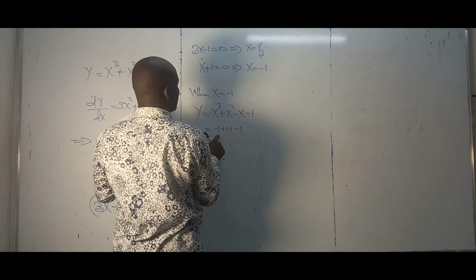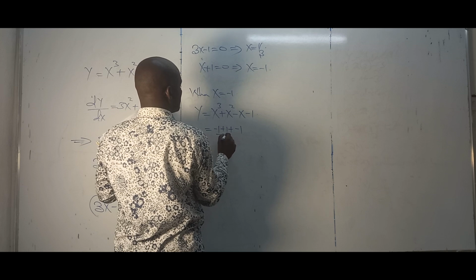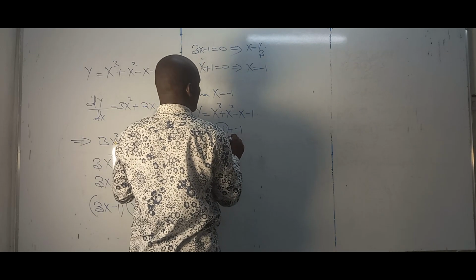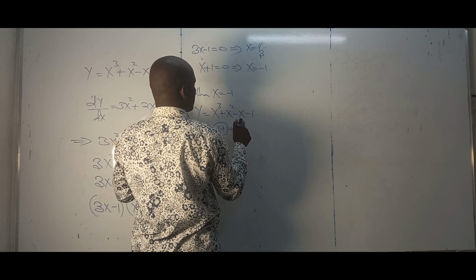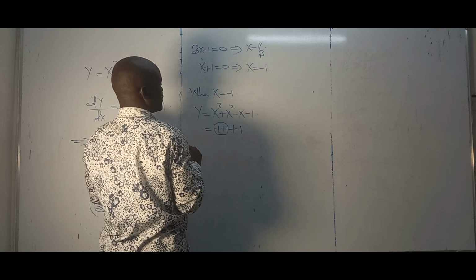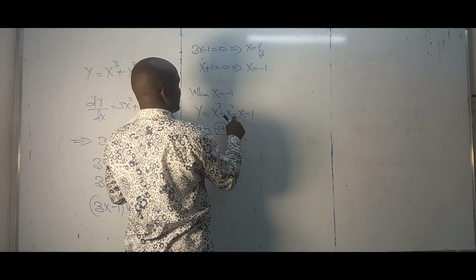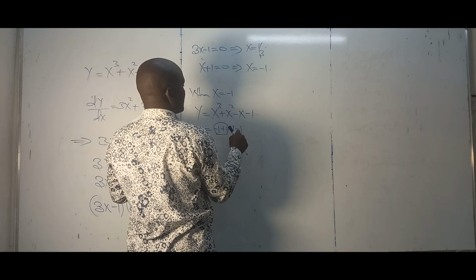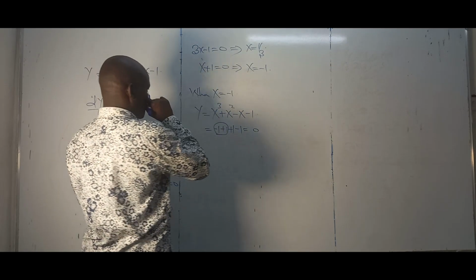Then this square will be plus 1. So really this is 0. Then minus x will be plus x. So this is plus 1, because minus 1, that's plus 1, and then minus 1. So 1 minus 1 again. So this is 0. So y is 0.